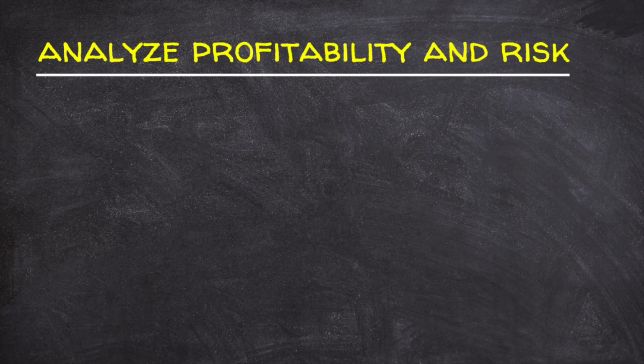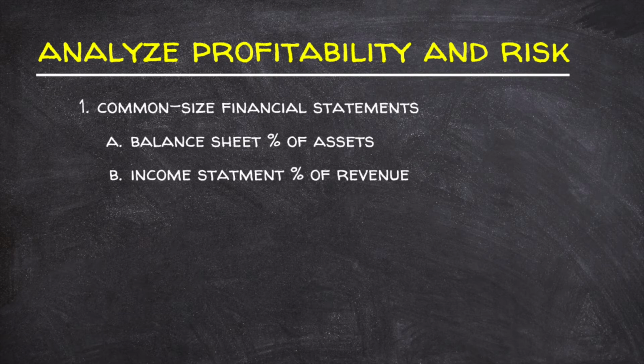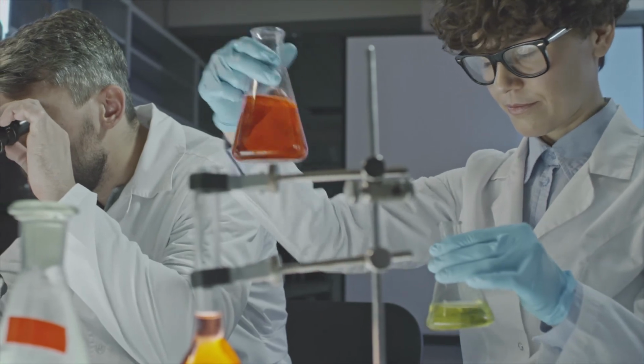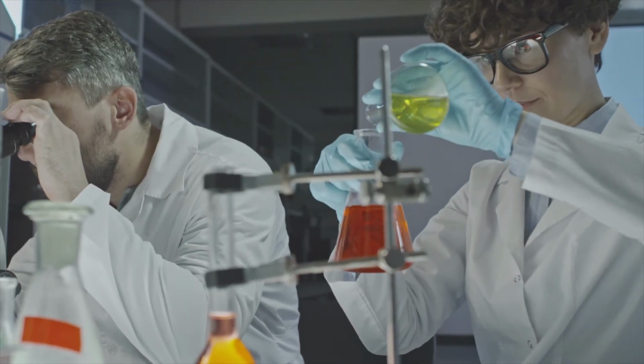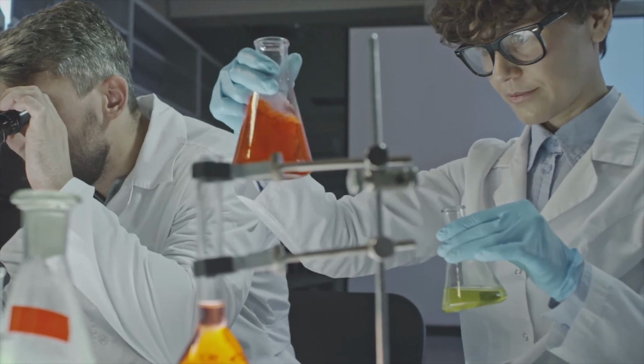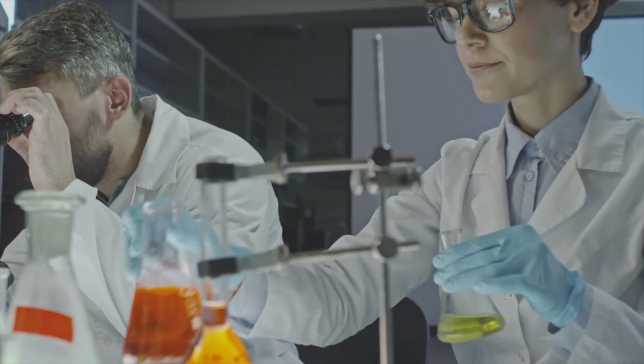In step 4, we analyze profitability and risk, and the tools we use for this include common size financial statements. These are helpful in comparing firms of various sizes. The balance sheet is represented as a percentage of assets, and the income statement is represented as a percentage of revenues. Looking at the financial statements as percentages as opposed to dollars really helps in digesting the differences between the companies and industries, just like we did in the grocery store, pharmaceutical, and electric company example earlier.